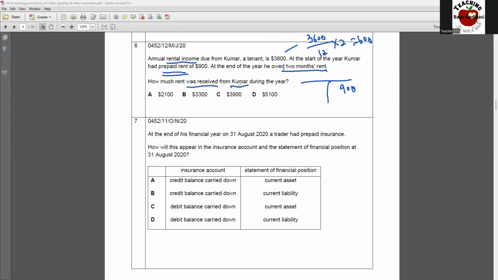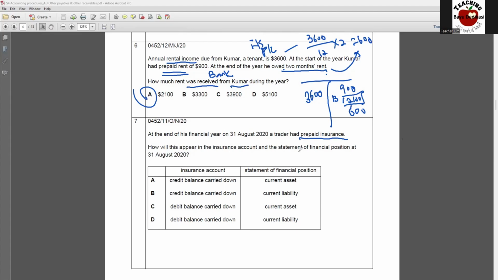Rent was received from Kumar. They're asking about the bank amount, and this is an income account. The bank amount is sitting here. At the end, we owe 2 months, so this one is a balance CD, 600 sitting on the credit side. This is the profit or loss amount, or income statement amount, which is the 3,600. So for the difference, take the debit minus the credit, and you will get the answer 2100.